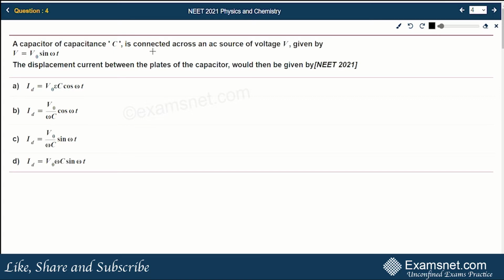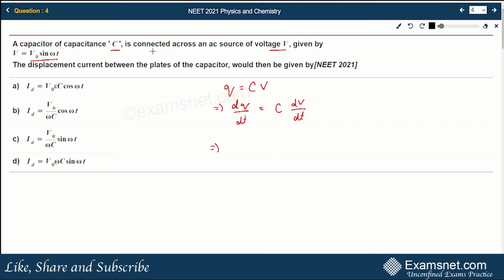Moving to question number 4, it is from the chapter Electrostatic Potential and Capacitance. And the question is, a capacitor of capacitance C is connected across an AC source of voltage V given by V0 sine omega t. Then the displacement current between the plates of the capacitor would be given by, and here are the options. We have to find out the correct one. So let's begin with the simplest equation that we know. Q, that is charge, is equal to the product of capacitance C and voltage V. Now if we differentiate both sides of the equation, we will get dq by dt equals C, because this is constant, so we'll write it first, and then dV by dt.